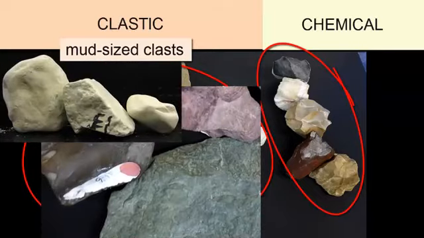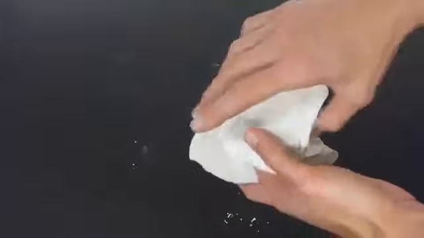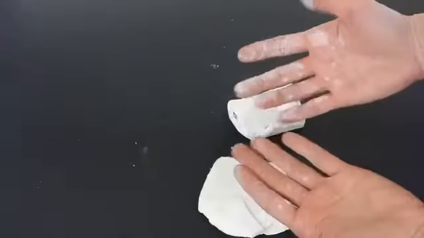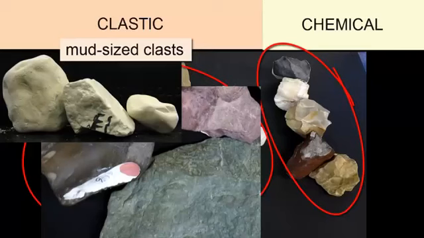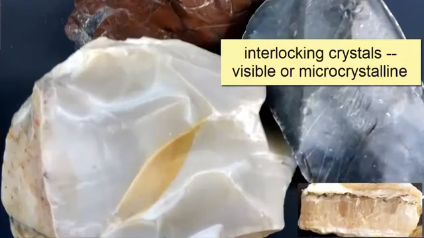Mud-sized grains will not be visible through a hand lens. If handling the sample leaves mud-sized pieces on our hand afterwards, we know it's clastic. But if the mud-sized particles are densely compacted and don't come off in our hands, how can we distinguish between that and a microcrystalline chemical rock?